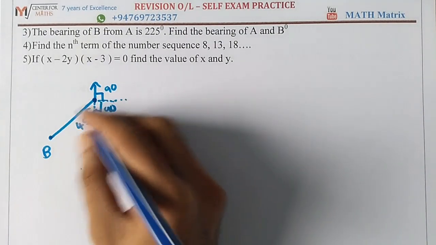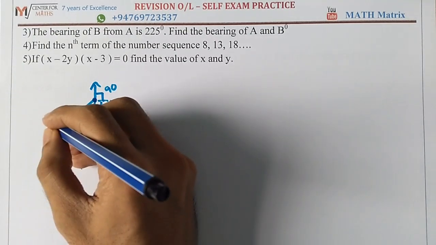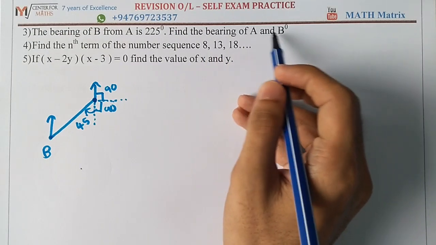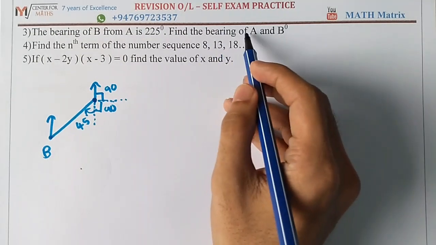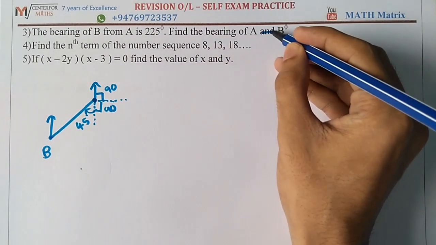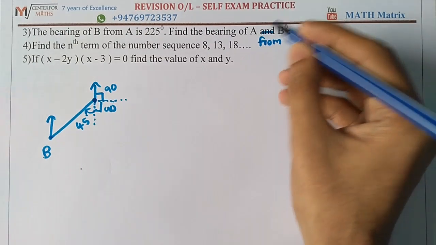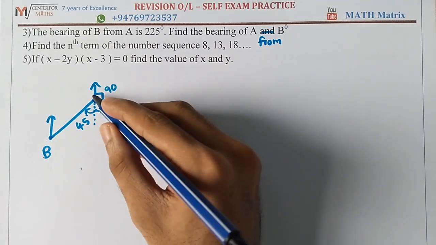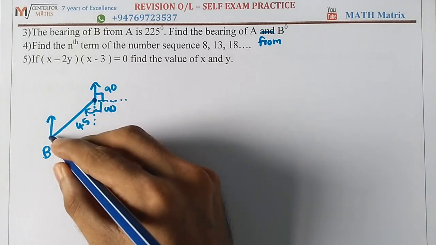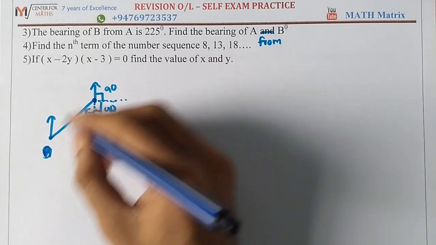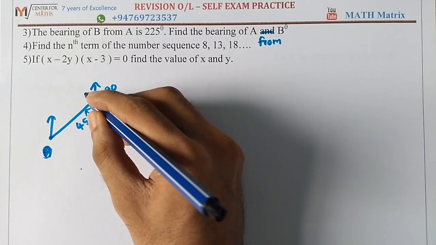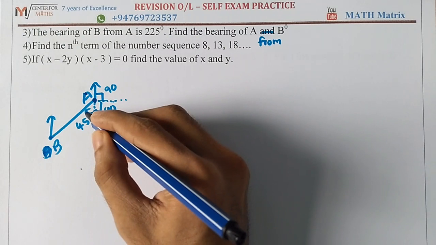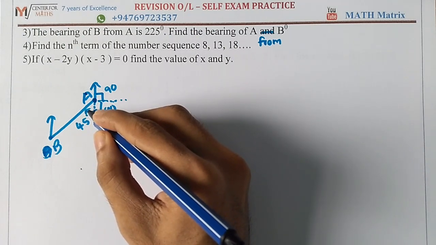Here B. They didn't give the distance of A and B, but here they are asking like this. Now they are asking, find the bearing of A from B. Now we have already found the bearing of B from A. Right? Bearing of B from A is 225. Already they have given that.